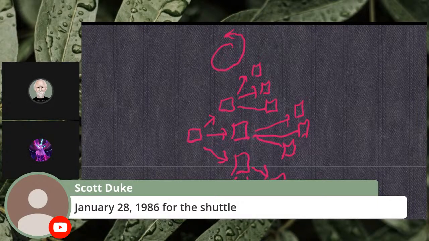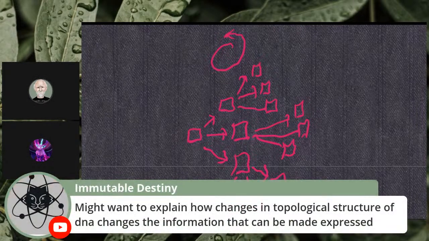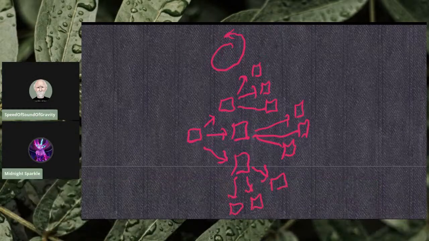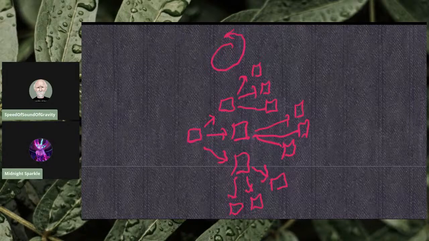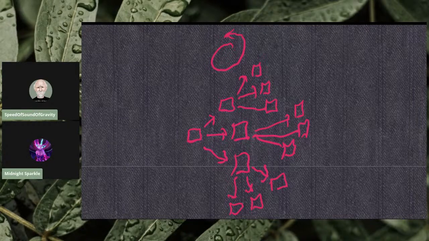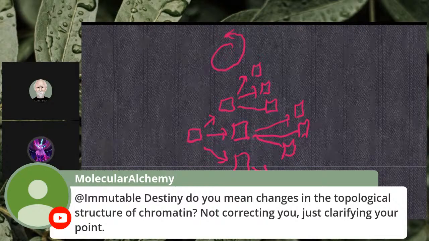Looks like Immutable's not coming in. I got to figure out what Immutable wants. Might want to explain how changes in topological structure of DNA change the information that can be expressed. You mean epigenetics, Immutable? I think we could add that. Also, if you go in the chat, I suggest he has a talk with you about programming, because yesterday he was saying some weird stuff about programming that I couldn't really get to. So Molecular didn't understand his point either. He means chromatin. Oh yeah.